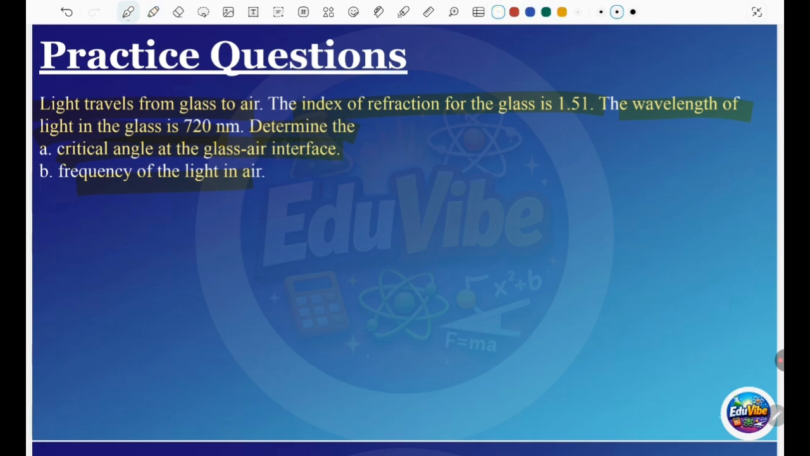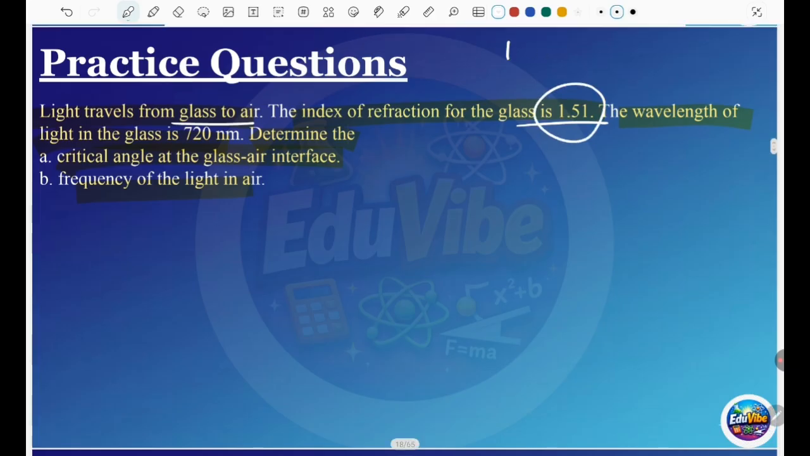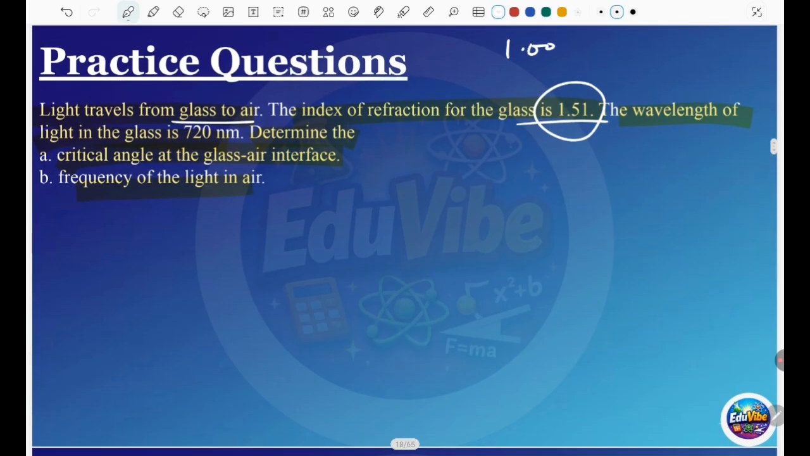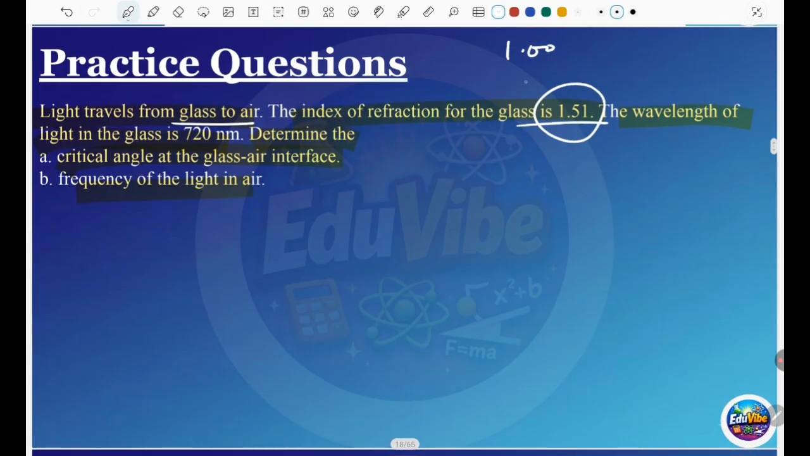So how can you tell this is a total internal reflection question? Because the light goes from glass to air. Glass has 1.51 and air has 1.00. You go from the higher index of refraction to the lower index of refraction, which means we have a total internal reflection question. We have to find the critical angle, which means we have to find theta 1. Theta 2 in this case is 90 degrees. We have n1 as 1.51 and n2 is 1.00.